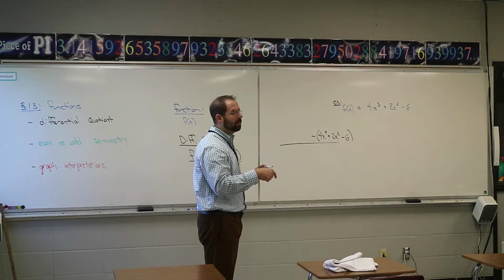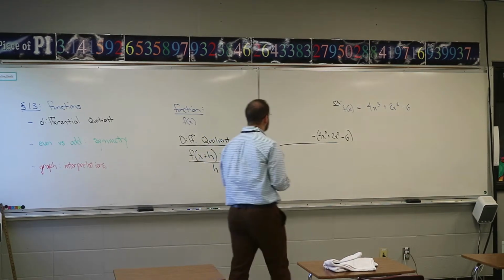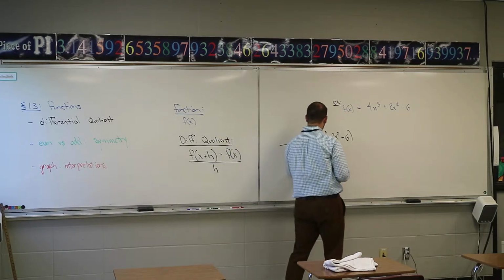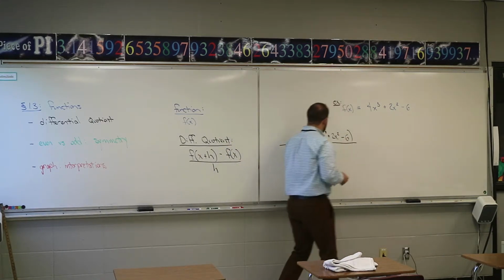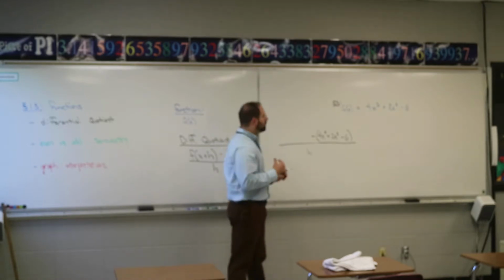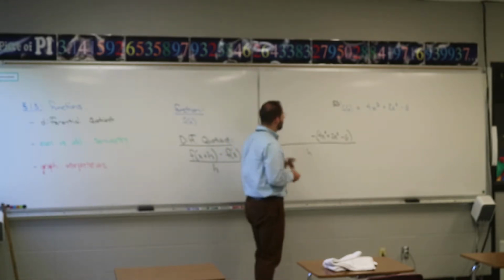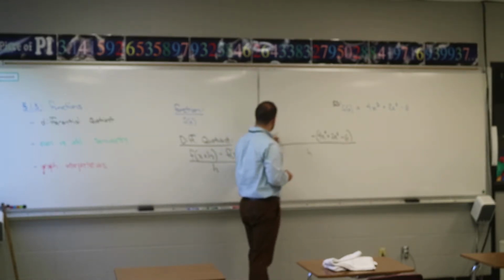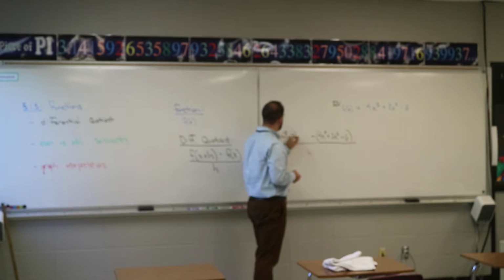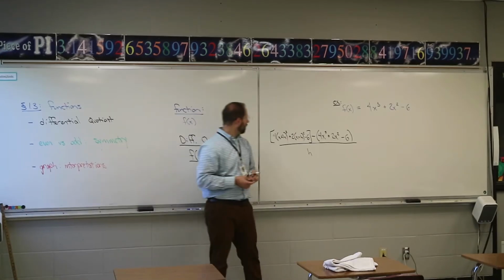What needs to go on the bottom? Okay, good. So at least we're getting that right. Now, the all-important front. What goes in the front? 4 parentheses x plus h parentheses to the third, plus 2 parentheses x plus h parentheses squared, and minus 6. Boom. And that's what makes this difficult, right there.